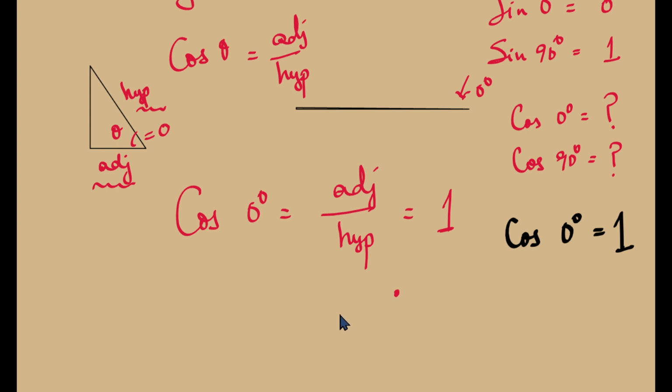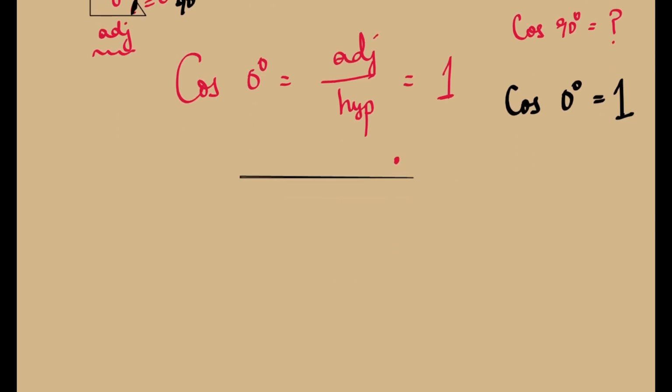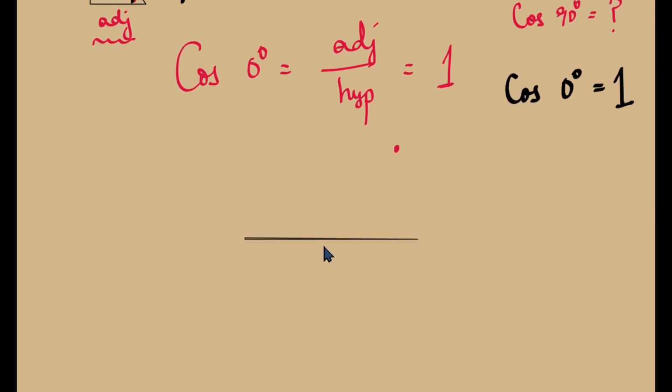Now let me repeat the same procedure for cos 90 degrees. What happens when this theta increases further and becomes equal to 90 degrees? Now let us take another triangle. Yeah, this one. I'll shift it down because we need some space to move around here. So it's here.